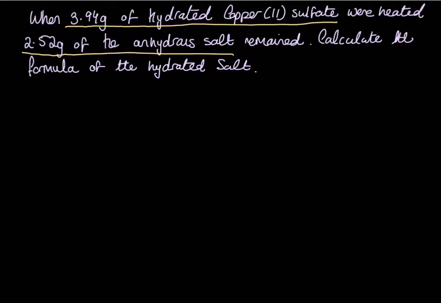Anhydrous means without the water. So we've gotten rid of the water. Calculate the formula of the hydrated salt. So from this you should know that copper sulfate, CuSO4, and that's hydrated, so we have a dot with water. And I'm putting an X in there to symbolize the ratio of water that's bonded to the copper sulfate. We don't know that, and that's the formula that we need to find out.